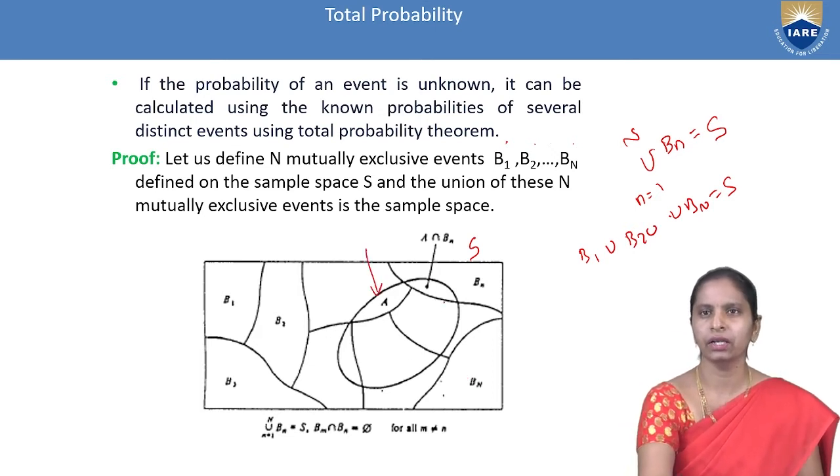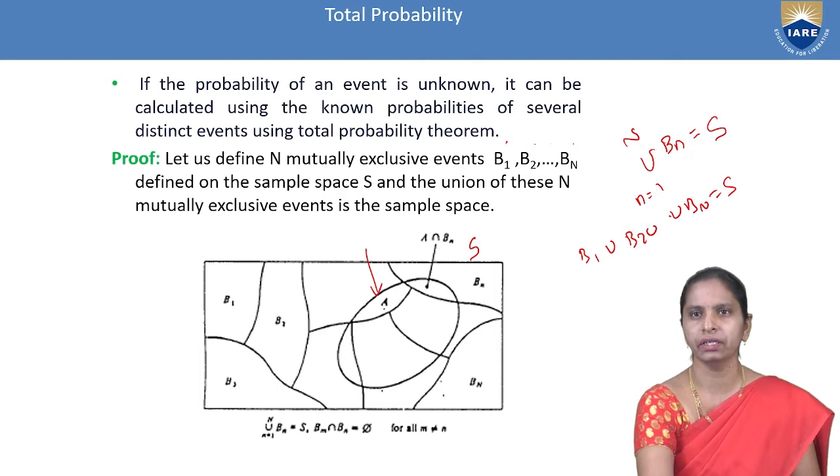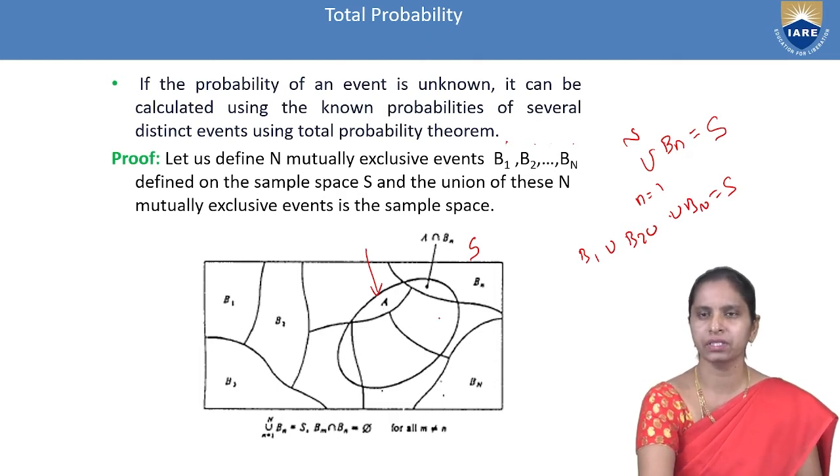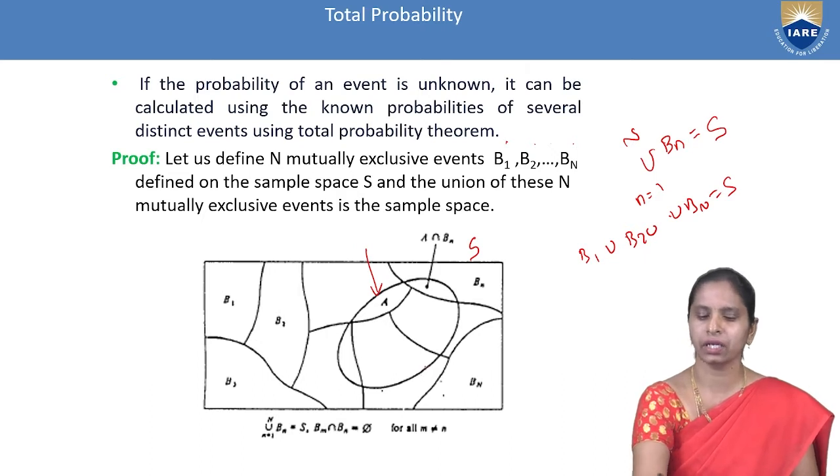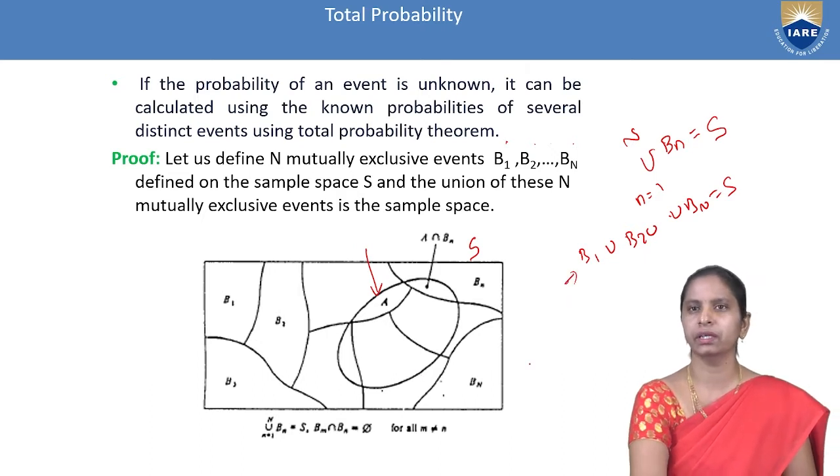Now I want to calculate the probability of this event A. Then how can I calculate? I can calculate the probability of this event in terms of the conditional probabilities of the events B1, B2 and so on Bn. It is called the total probability.